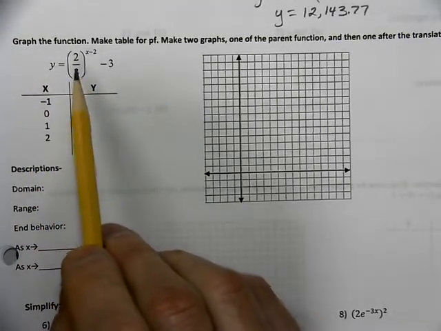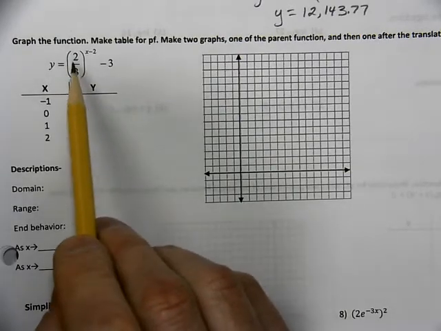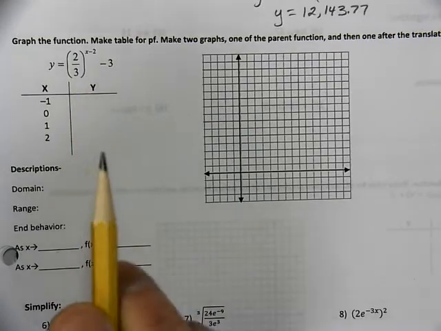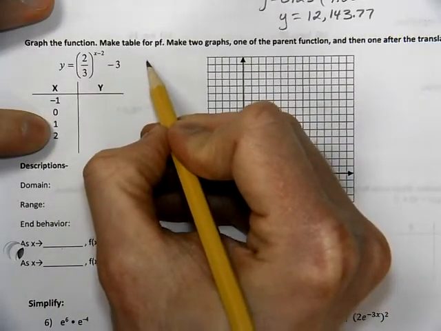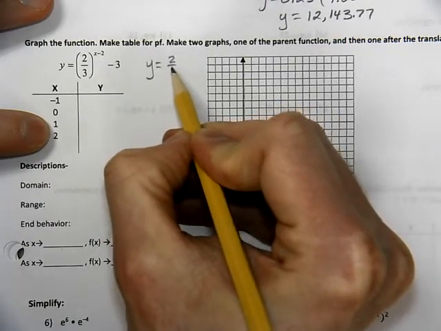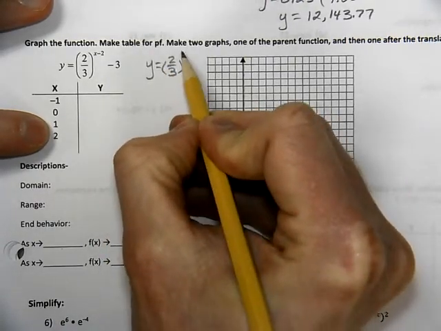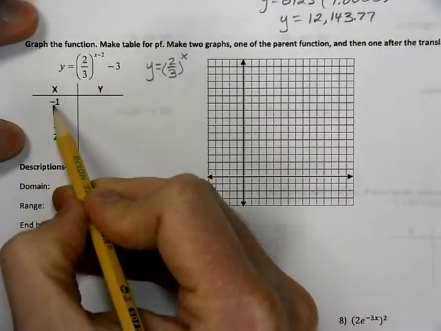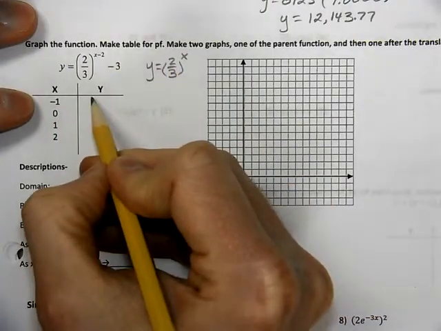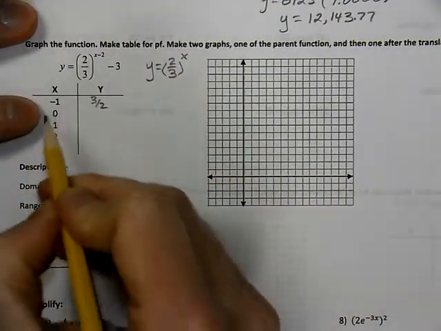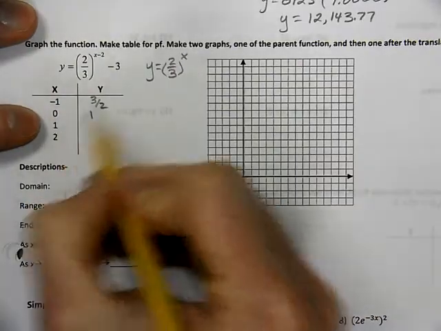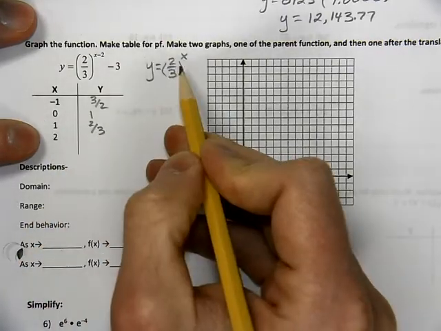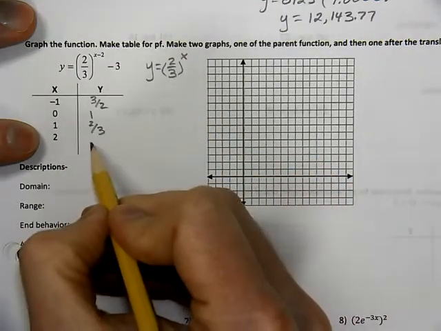Now we're going to graph this function. This is also exponential. Since the b value is less than 1, we know that it is going to be a decay. The parent function is 2/3 to the power of x. When x is a negative, we get the reciprocal, which is 3/2. When x is 0, we always get 1. When x is 1, we always get the number that's there. X is 2, we're going to square the top and square the bottom.